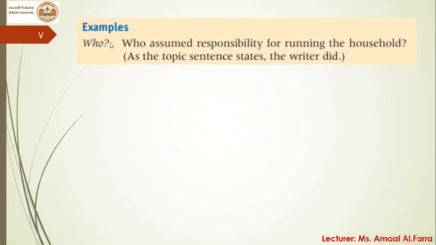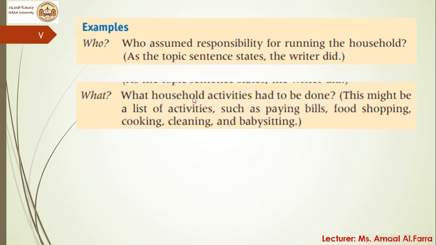Who? Who is clear in the topic sentence? Who assumed responsibility for running the household? Of course, it is the writer. He says, my mother, and he's talking about himself or herself. What? What household activities had to be done? This might be a list of activities such as paying bills, food shopping, cooking, cleaning, and babysitting.